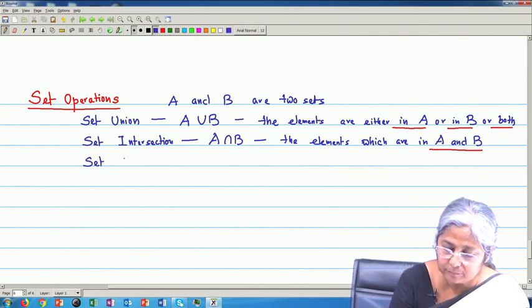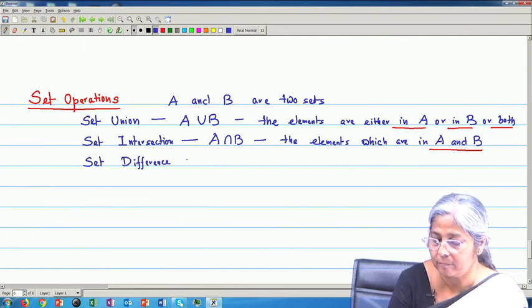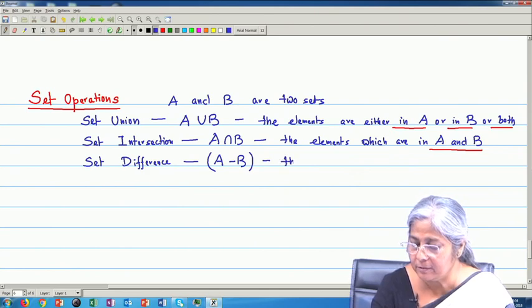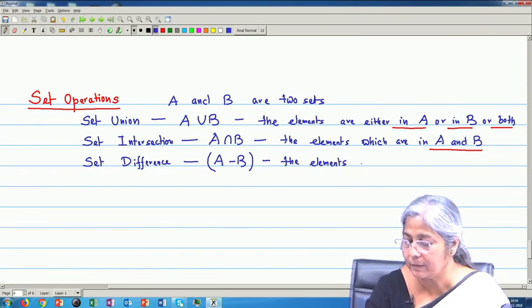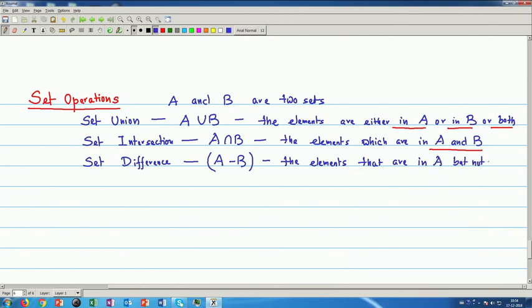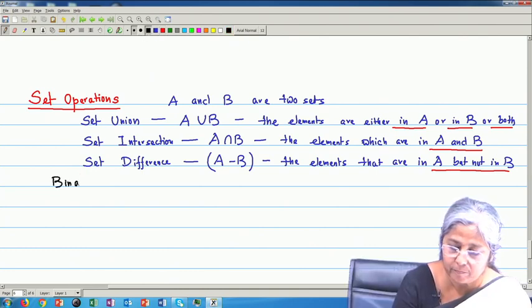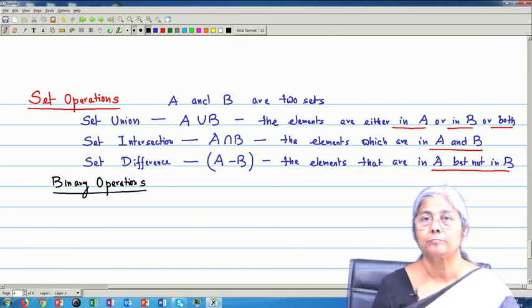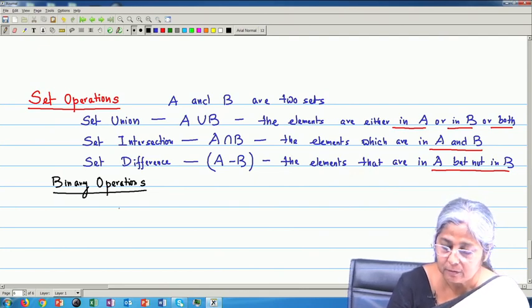And set difference contains the elements that are in A, but not in B. So, we see these are all binary operations.